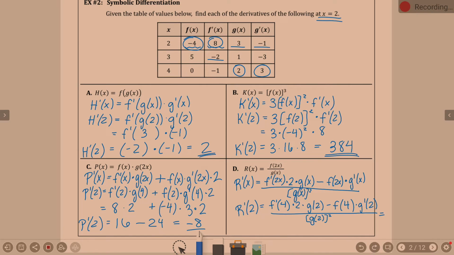Okay. F prime of 4 is -1 times 2 times g of 2, which is 3, minus f of 4, which is 0, times g prime of 2. Does it really matter what g prime of 2 is? Not really. All over g of 2 squared, which is 3 squared.